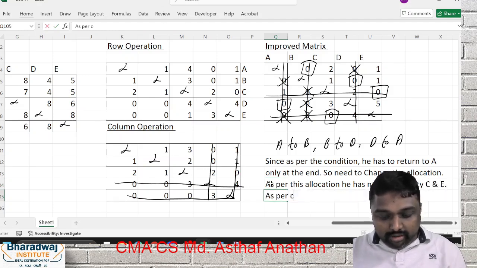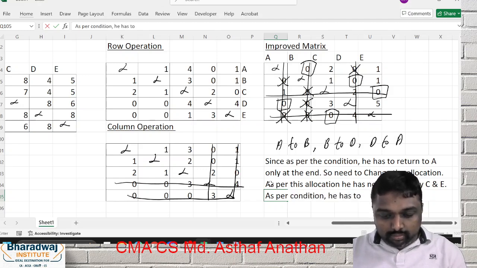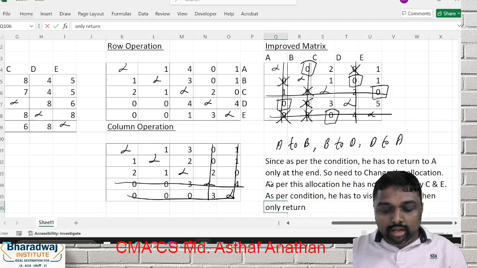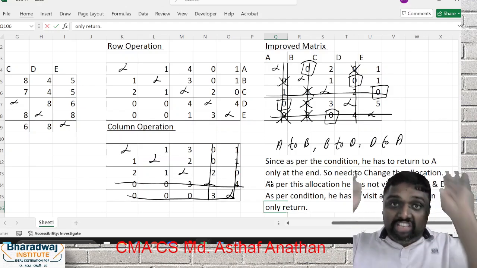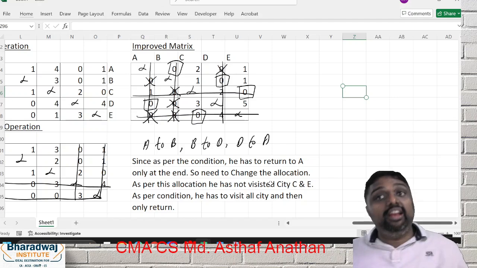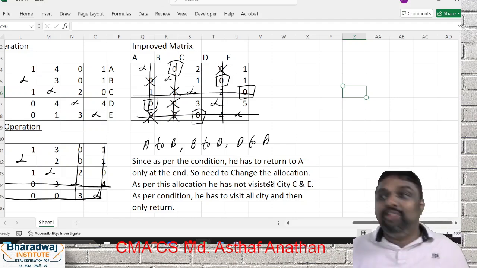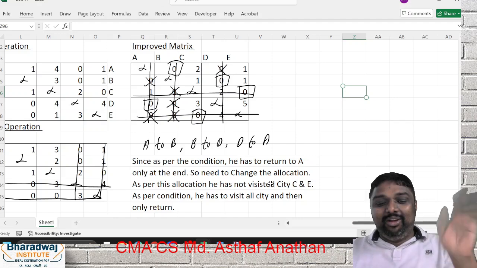As per the condition, he has to visit all cities and then only return. Yes or no? This is the general condition of a traveling salesman problem, always. Here it is not fulfilled. Then what do you have to do? No issue, we are going to complete it.